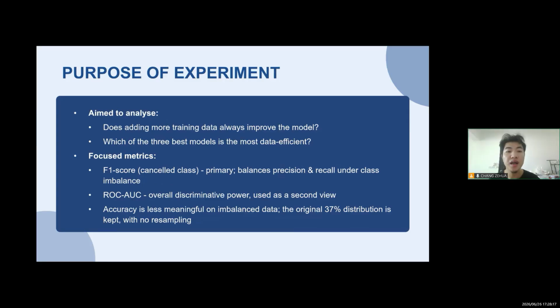A quick word on the metrics. Because the data is imbalanced, the primary metric is the F1 score of the cancelled class, which balances precision and recall. I also looked at a second view of each model's overall discriminative power. Accuracy is less meaningful here, and note that we kept the original 37% distribution, with no resampling.